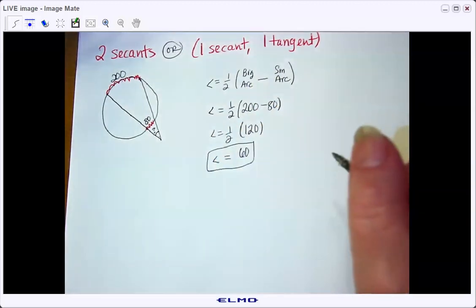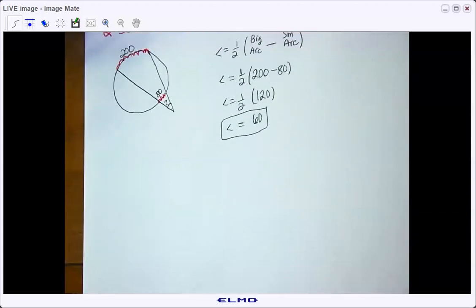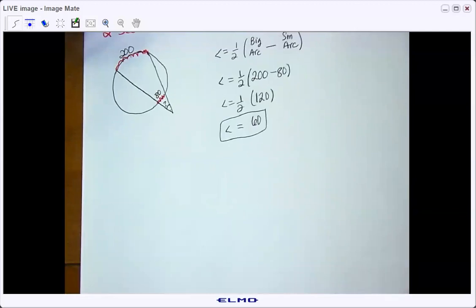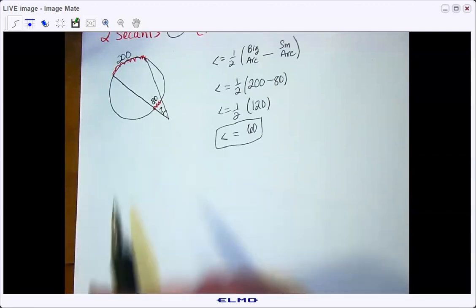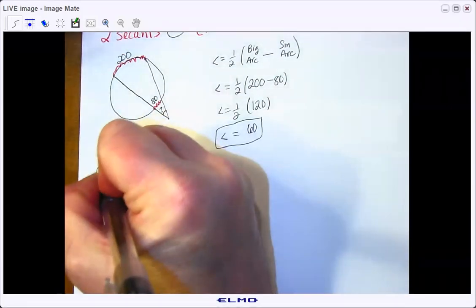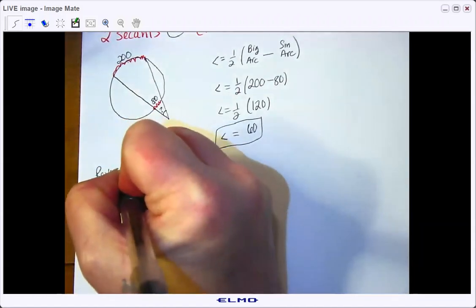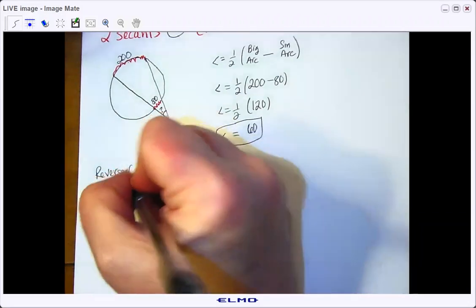These are pretty straightforward, guys. It doesn't take a lot. It's just plug in the numbers and get the answer. Now, this is when we had two secants and we were trying to find the angle. There is a scenario where you have to go in reverse. So this is the same stuff, but now we're going to go in reverse and find the arc.